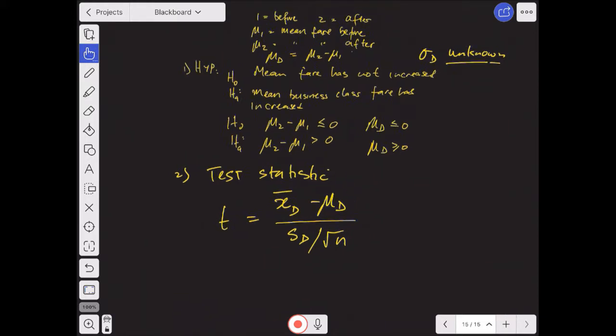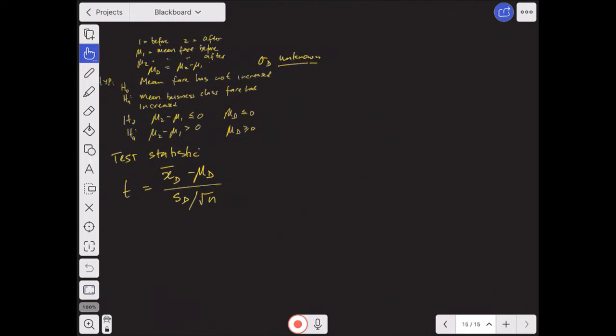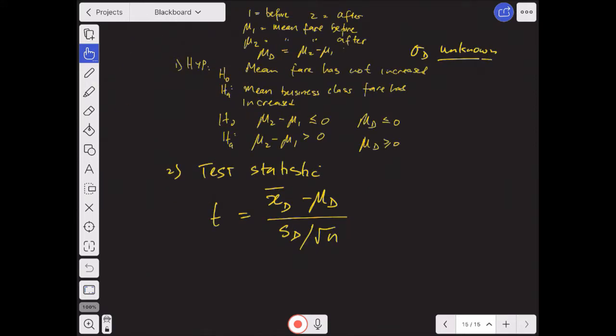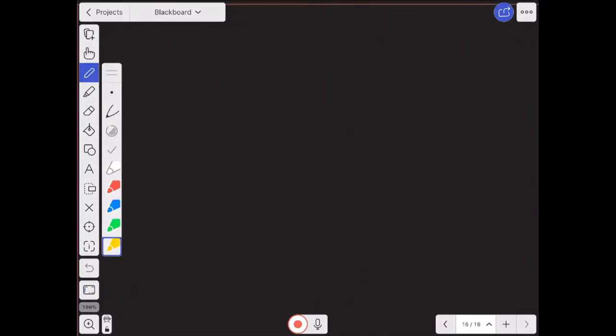Step 3. Let me make some space on the side. I'm going to go to a new page. Step 3. Now we want our decision rule. So what is the decision rule?